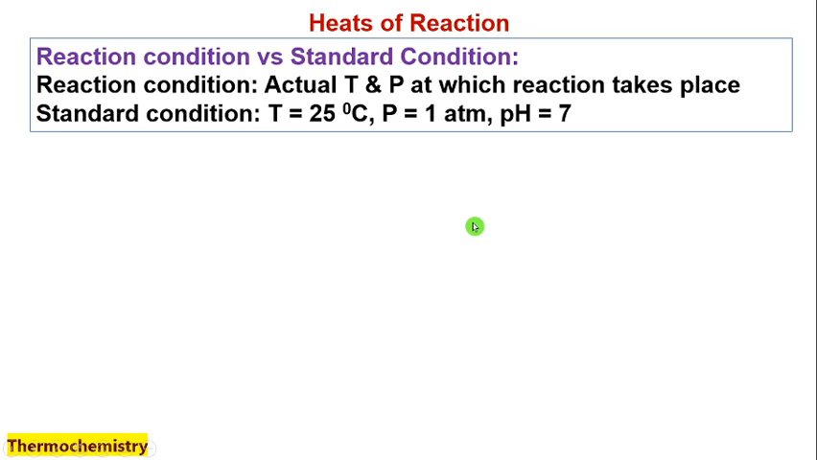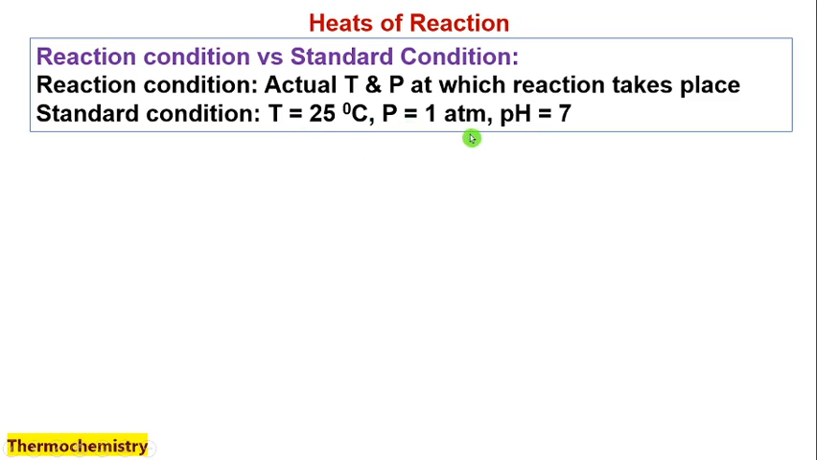Let's define certain heats of reaction. Before I define the heats of reaction, let us see what is the reaction condition and a standard condition. Reaction condition is the one where the actual reaction is going on at a particular temperature and pressure. Now, to compare all these values and to have standard values of heats of reaction, we take a standard condition, meaning a temperature of 25 degrees Celsius, a pressure of 1 atmosphere, and a pH of 7. At this particular condition, the reaction goes ahead with all the reactants and products at their standard states.